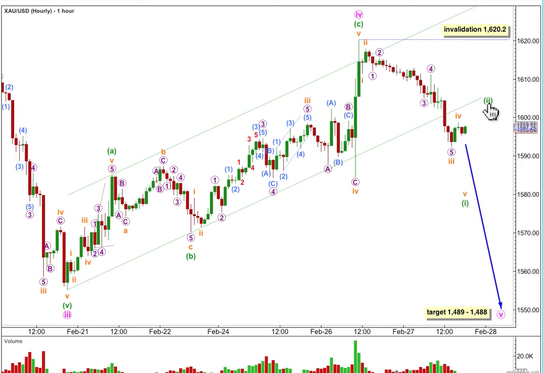Minuette 2 can't move beyond the start of 1, above 1620.2, and keep drawing this channel on the hourly chart and expect upwards movement for the second wave correction may find some resistance at the lower edge of this trend channel.